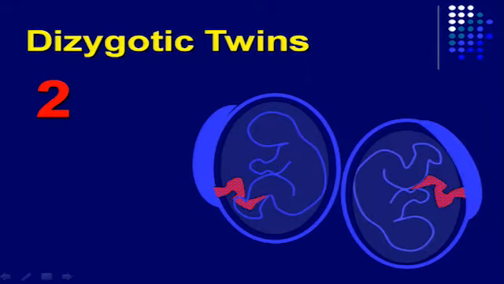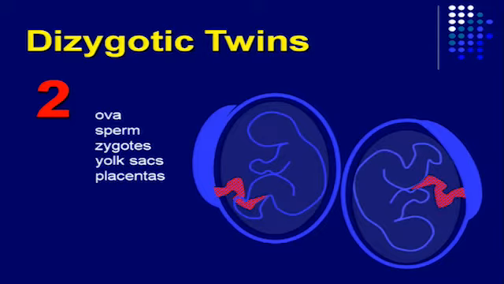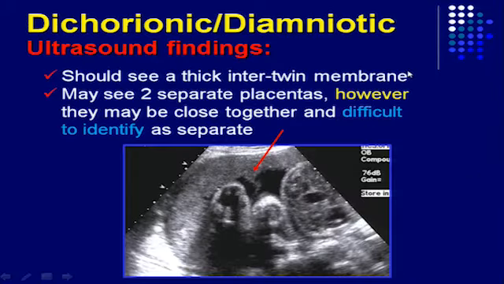So how do we tell these twins? Well, dizygotic twins: you have 2 ova, 2 sperm, 2 zygotes, 2 yolk sacs, 2 placentas, 2 chorions. So going back to counting those yolk sacs early on, 2 amnions. You should see a thick intertwined membrane. You may see 2 separate placentas, but sometimes they're right next to each other, and it's hard to see that division.